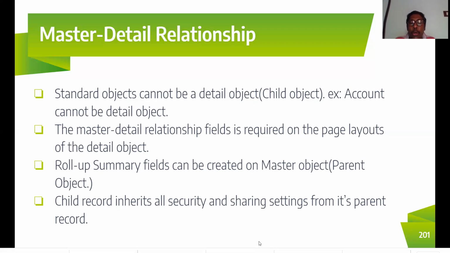So when it comes to account and customer, account will be a master object and customer will be a child object. The custom objects will always be child objects and the standard objects will always be master objects, right? The master detail relationship field is required on the page layout of the detail object. Roll-up summary fields can be created on the master object, the parent object. The child record inherits all security and sharing settings from its parent record.